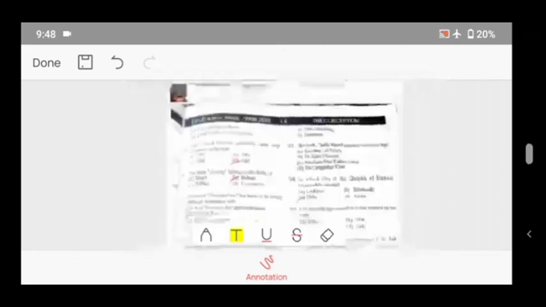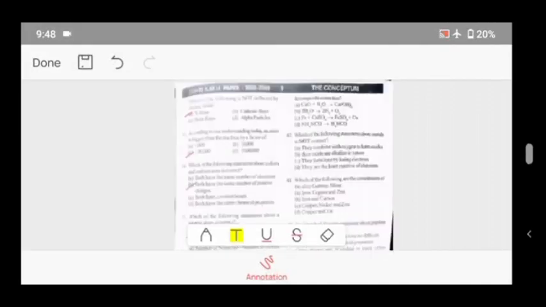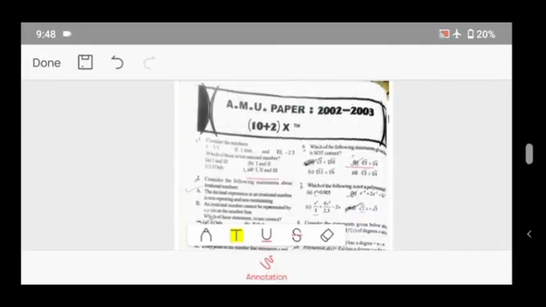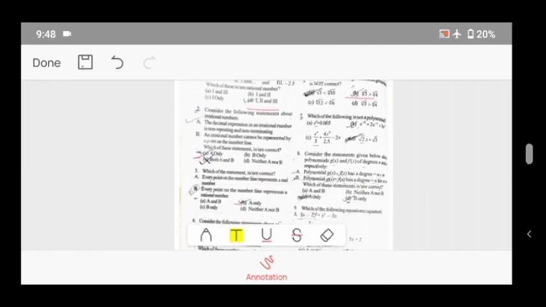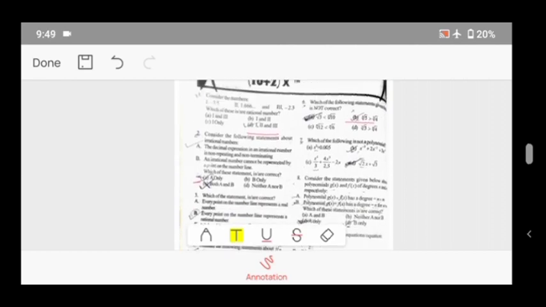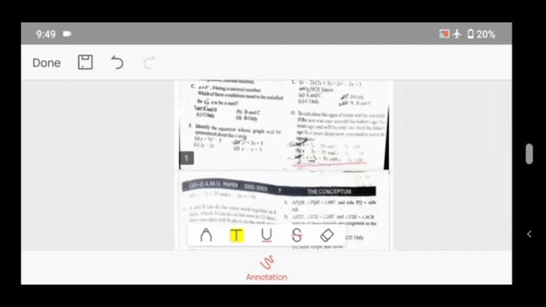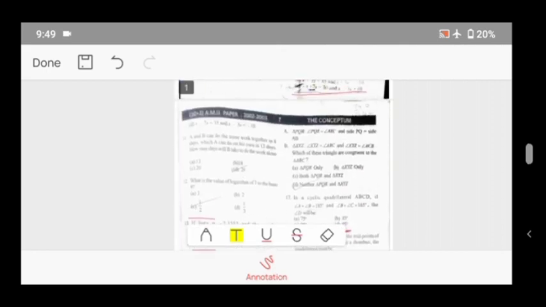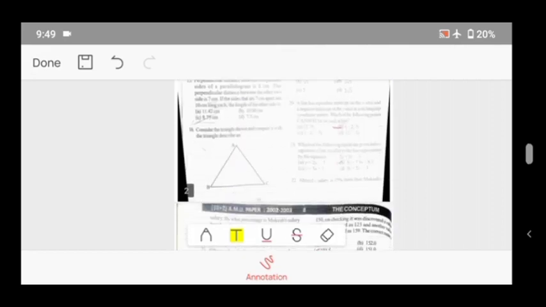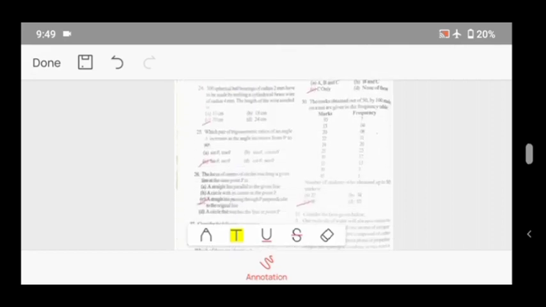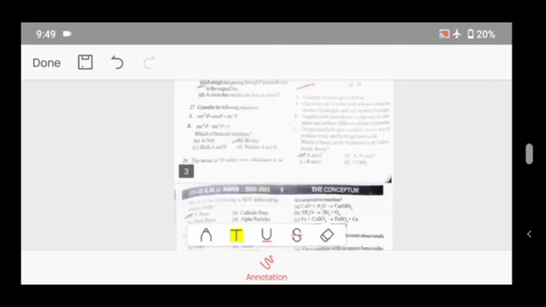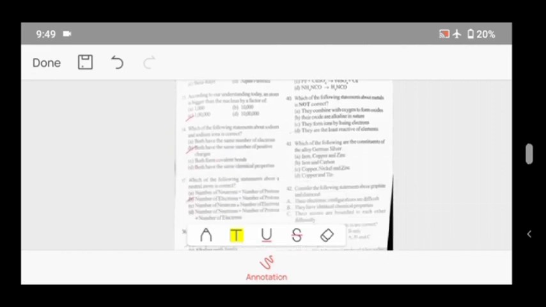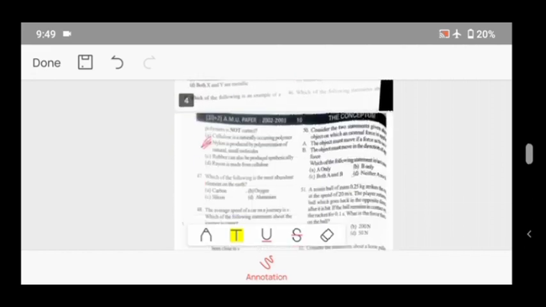Okay, so once again I'm showing you the paper so that you have no problem. Okay, see here. First, in 2002 they put the paper like this. It went like this. Okay, if you have studied it, it will be easy for you.